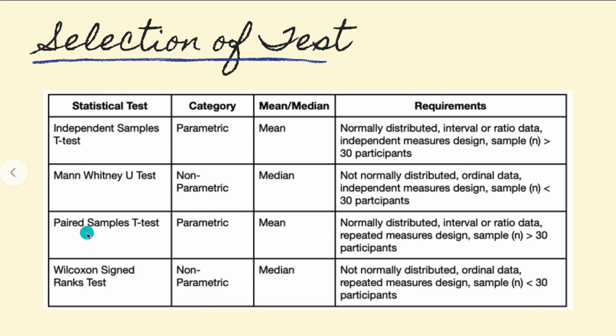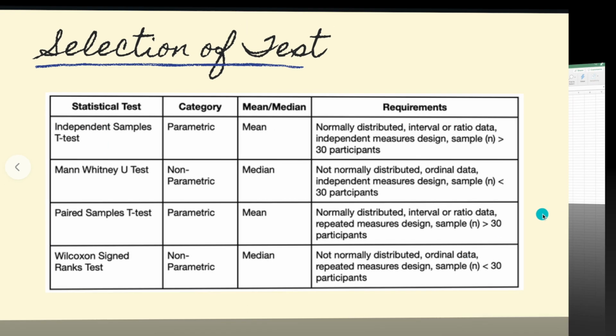For repeated measures design, the paired samples t-test is a parametric test, okay, and you can use it under the conditions of being normally distributed, having interval or ratio level data, a repeated measures design, and sample size, again, I'm not going to repeat that. And Wilcoxon signed rank test is the counterpart of the paired sample t-test. It is a non-parametric test, and you can use it when it is a repeated measures design and the data is not normally distributed, has ordinal data, and yeah. So these are the 4 tests that you can choose for your IA.